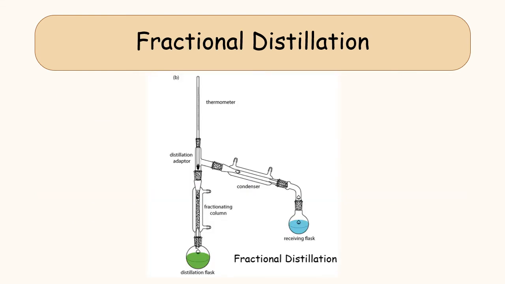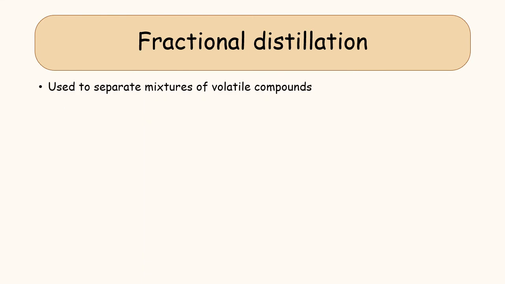Fractional distillation looks very similar, except what you've got is a fractionating column, which is essentially another condenser, which is situated before the thermometer. So you've got 2 condensers, one positioned upright in what we would call the reflux position, and then everything else looks the same as the normal distillation.